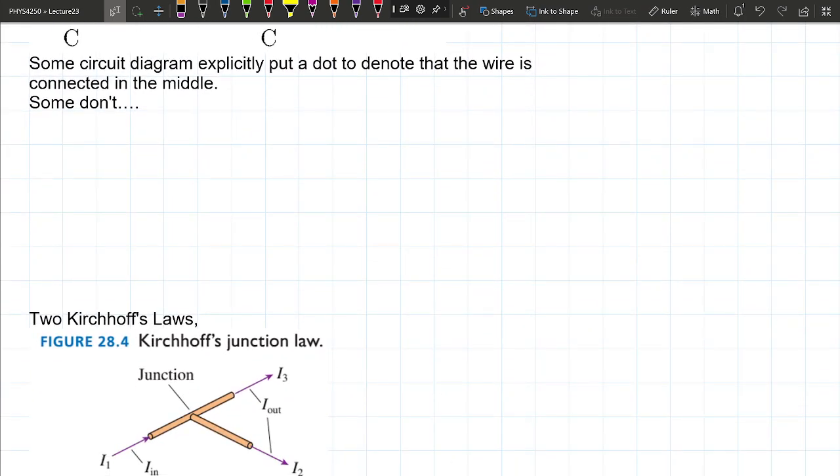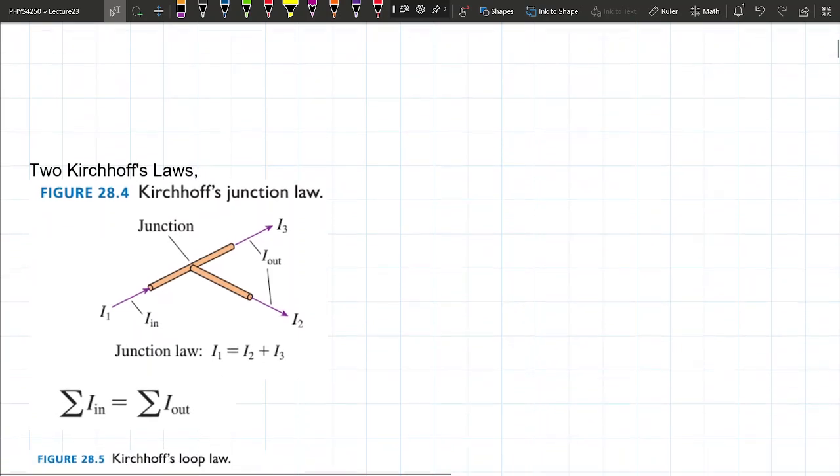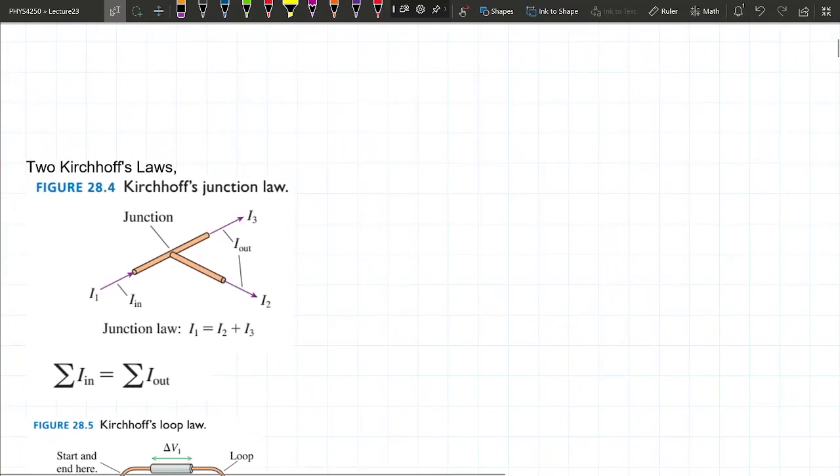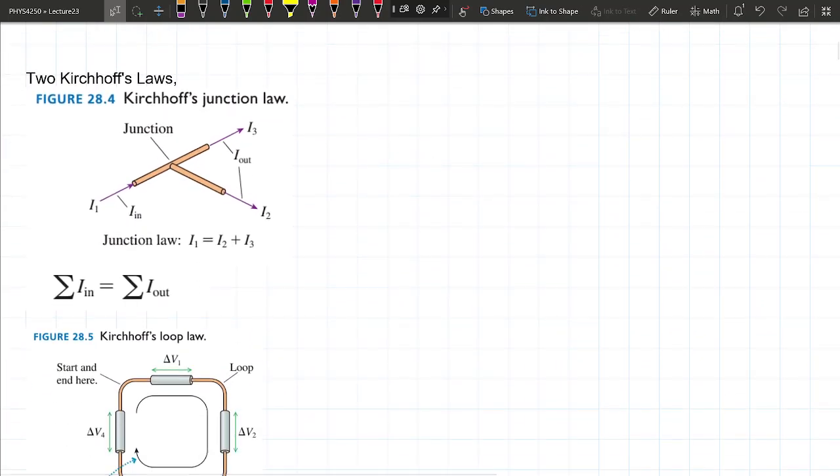But that's how you get a lot of people doing similar things in electrical engineering, physics, circuits, and building quantum computers or whatever you're doing. Different people will have different upbringings, so they will use different conventions. Okay. The other thing that we didn't get to talk about last time is Kirchhoff's junction law.